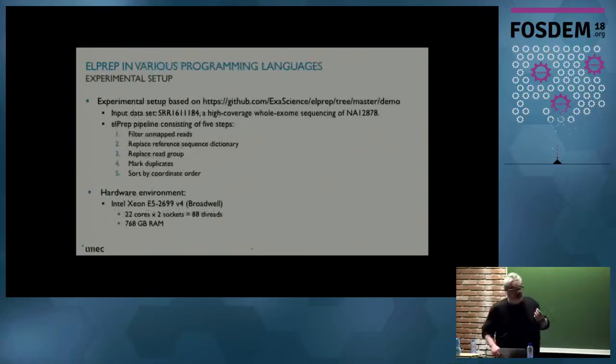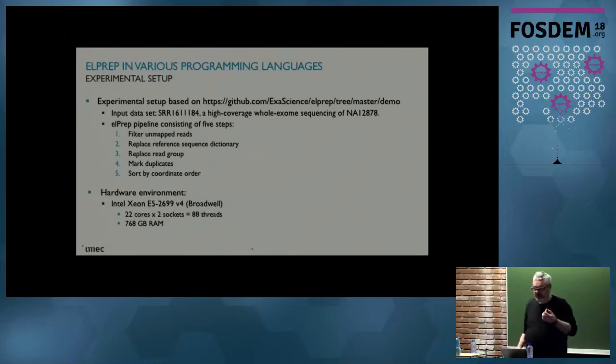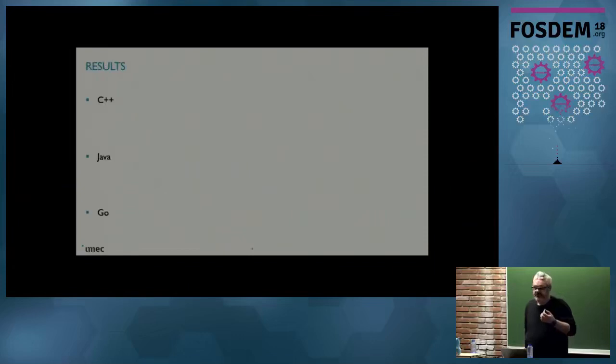So the experimental setup, I'm not going into details. This is a standard pipeline that runs on a standard, well-known data set. It uses 5 steps. The hardware environment is an Intel Xeon platform, a Broadwell platform, 2 sockets with 22 cores each, which gives us 88 hardware threads, and we have 768 gigabytes of RAM. And here are the results.